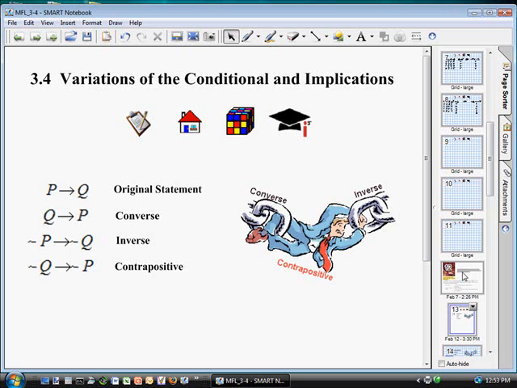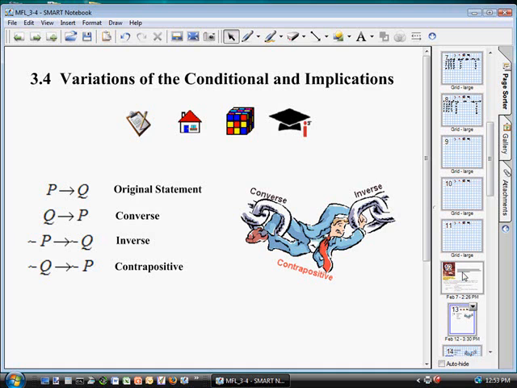Notice in this next one, I left the P and the Q in the same order, but what did I put in front of the P and the Q? A negation, a not. So if we change if P then Q to if not P then not Q, that's called the inverse. And if we do both, if we turn them around and put negations on both of them, that's called a contrapositive.